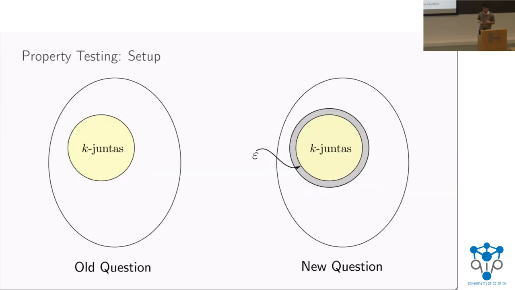So I laid out two questions there, one about testing, one about learning. Let me first lay out the framework of property testing. Instead of asking if something is a k-junta or not a k-junta, we're going to relax the question a little bit in the framework of property testing, where we want to find an algorithm that, given access to a unitary, can tell if it is a k-junta or if it's far from a k-junta. And if you can do these two things, then that's what we're looking for.